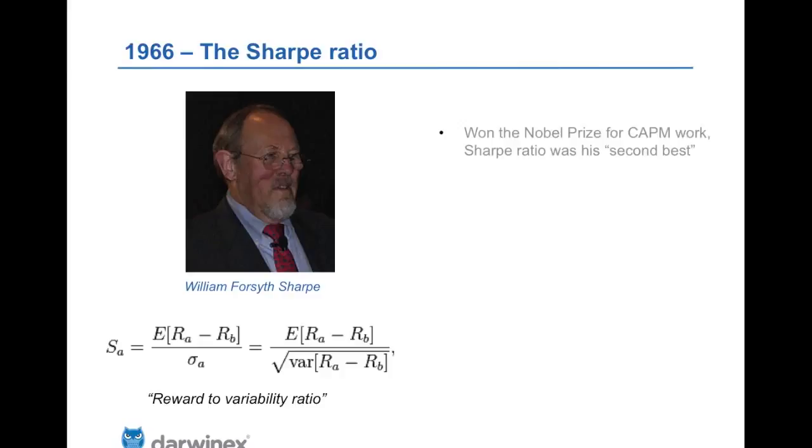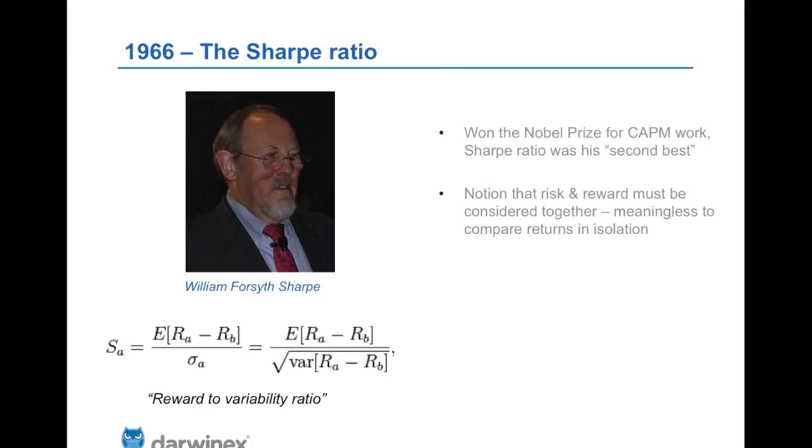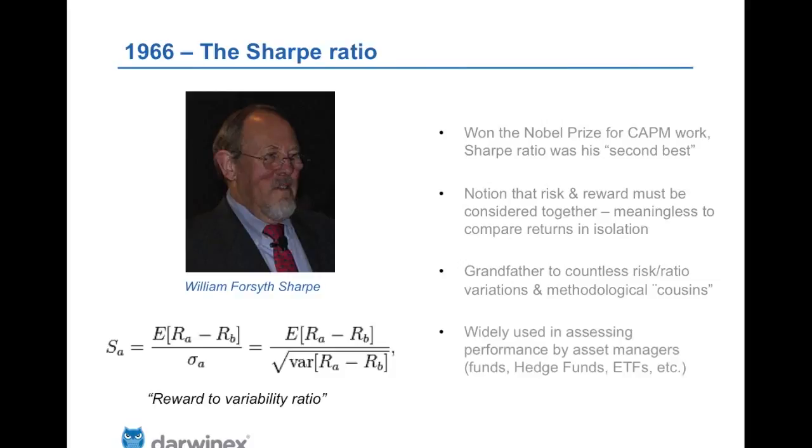Sharpe, who won the Nobel Prize for his CAPM work and also is famous for the ratio we're discussing today. The Sharpe ratio was first to introduce the notion that risk and reward must be considered together, and it is meaningless to compare returns in isolation without also accounting for the risks incurred. In that sense, the Sharpe ratio is the grandfather to a lot of risk ratio variations and methodological cousins, and it is one of the reasons why it is widely used in assessing performance by investment managers such as funds, hedge funds, exchange traded funds, and so on.